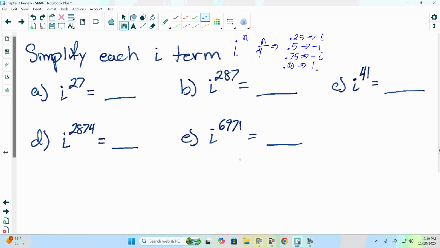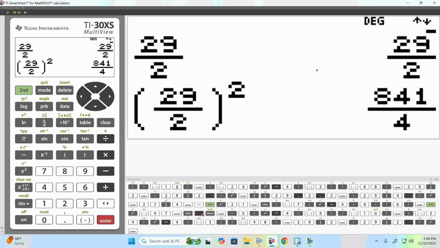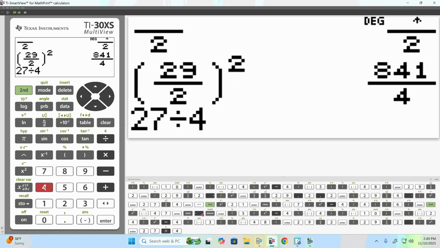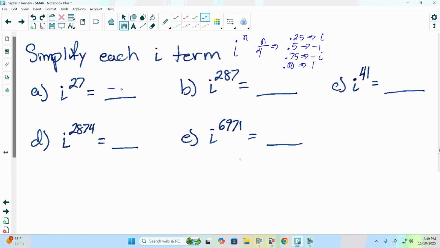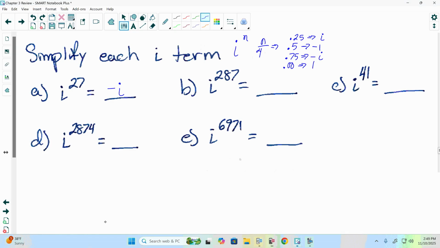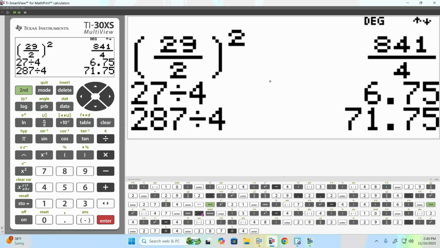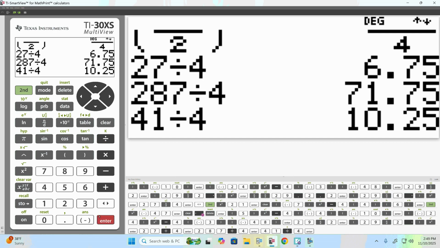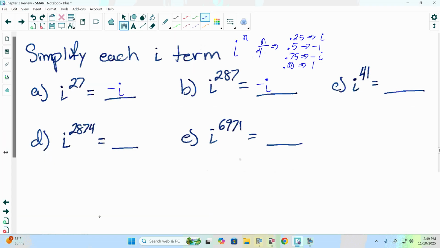So the first one we had is i to the 27th power. We can take 27 and divide it by 4, which is 6.75. 0.75 corresponds to negative i, so it's going to reduce to negative i. 287 divided by 4 is also 0.75, so that gives us negative i. We can move on to 41 divided by 4, which is 0.25, so i.